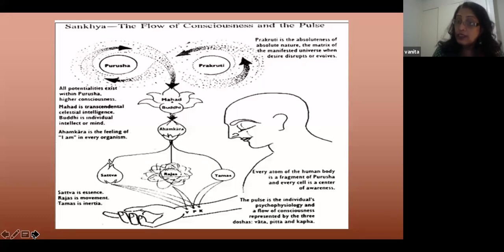And the pulse is the individual's psychophysiology and the flow of consciousness, represented by the three doshas. We call them doshas when they are in an imbalanced state: vata, pitta, kapha. When they are in a balanced state, we call them gunas. Not sattva, rajas, tamas, but just vata, pitta, kapha in a prakriti form or a vikruti form.